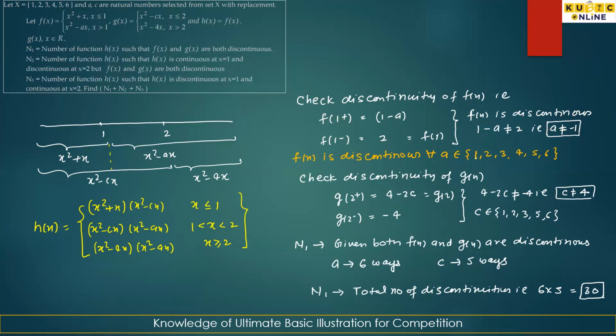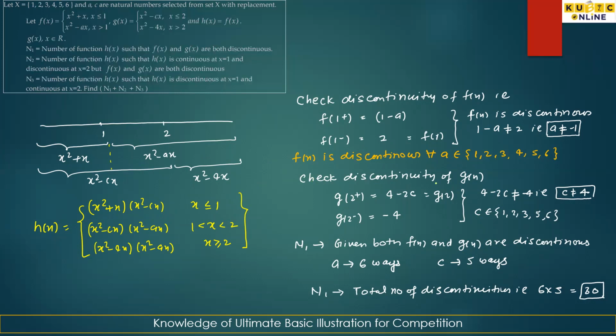But we are getting the values of a as 1, 2, 3, 4, 5, 6. At these values, the function is discontinuous. So for the discontinuity of the function, the values of a will be 1, 2, 3, 4, 5, 6. So the total number of values of a will be 6.